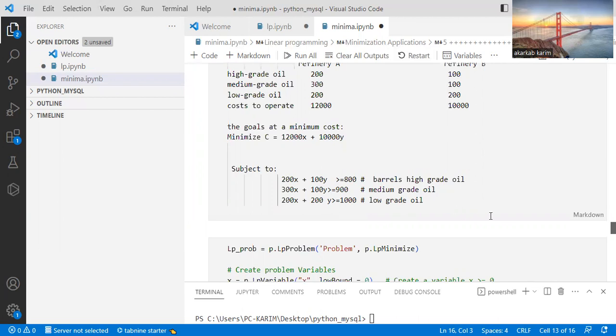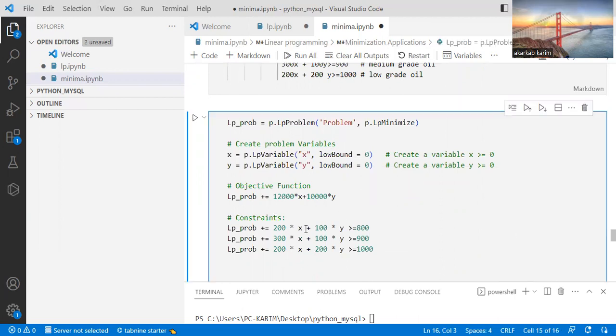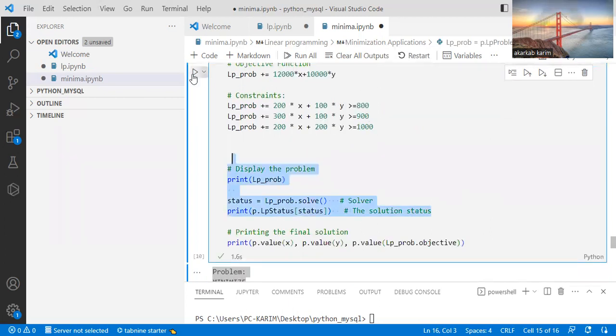So I apply my optimizer again to minimize this cost. This is our constraint: 200x plus 100y at least 800, 300x plus 100y at least 900, and 200x plus 200y at least 1000. Well, I apply my optimizer again and this is the solution.